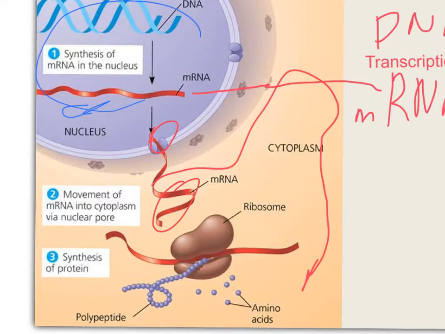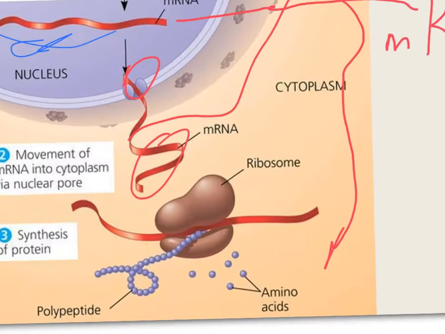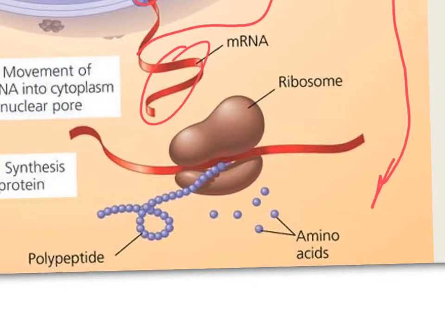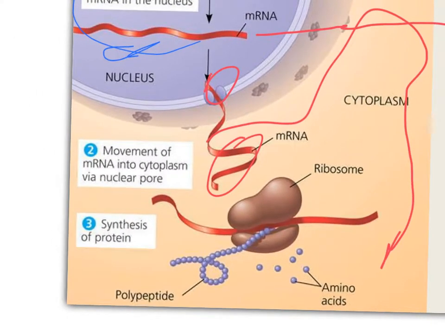Now, it turns out here are these free amino acids, and we have this ribosome. The ribosome is basically an RNA machine, and it's made of RNA. Therefore, what it does is it takes the amino acids, using the mRNA as a template, and synthesizes the protein. And that's called translation.